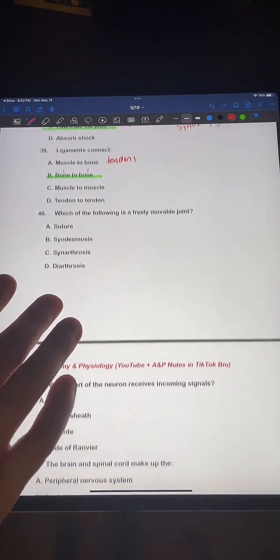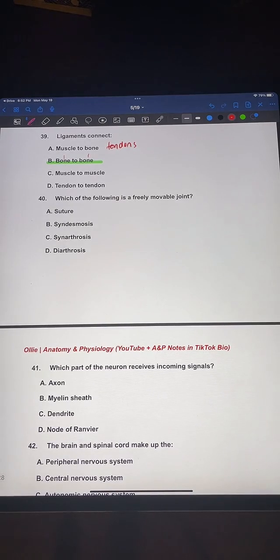Number 40, what is a freely movable joint? What is a freely movable joint?